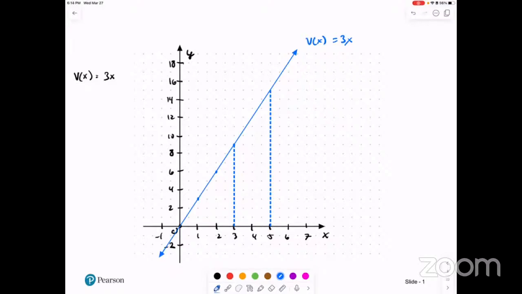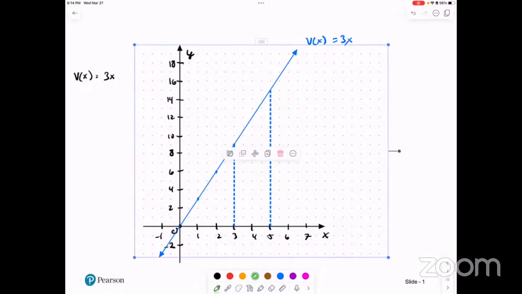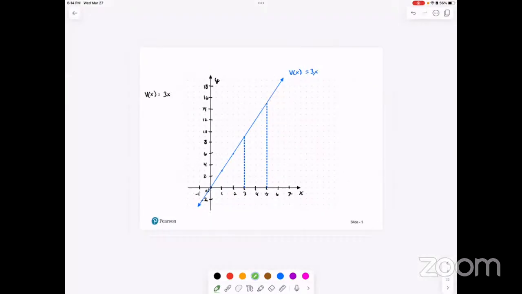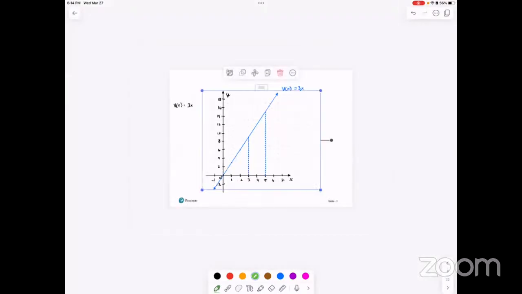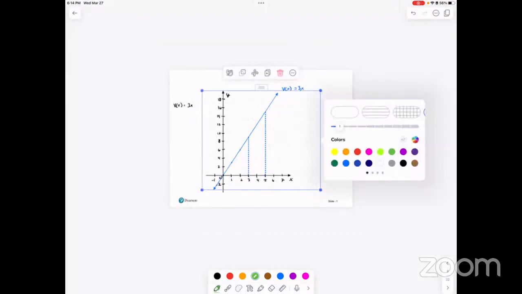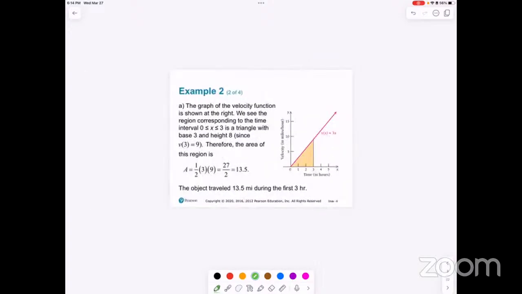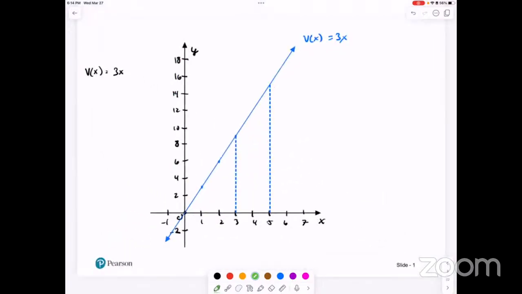So we can use the formula for the area of a triangle. Right, what is that? 1/2 the base times the height. And let's focus on this first triangle from 0 to 3.